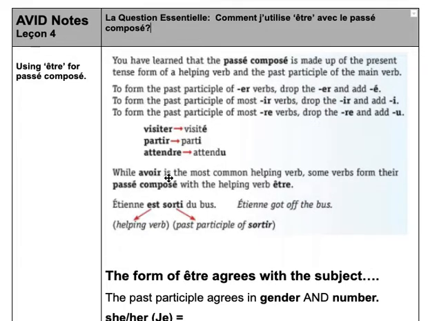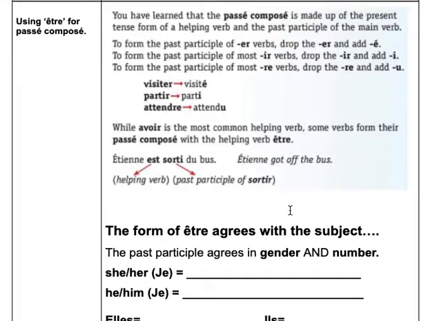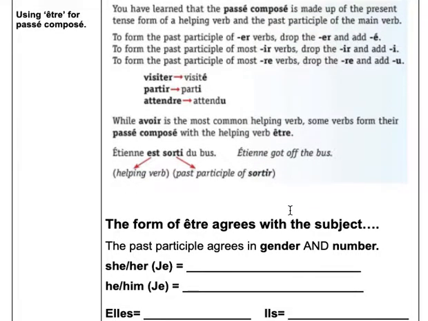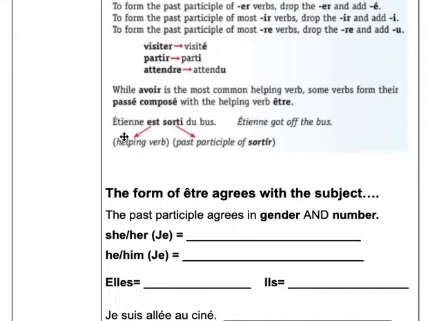While avoir is the most common helping verb, some verbs form their passé composé with the helping verb être. Okay, so we're going to get to that list. This is review, especially for French 4 students. This is probably sounding very familiar. French 3 students, you may have just touched on this last year. So here is a sentence. Etienne got off the bus. Okay, so it's in the past. He did this earlier today, yesterday, last year, whatever. He got off the bus.